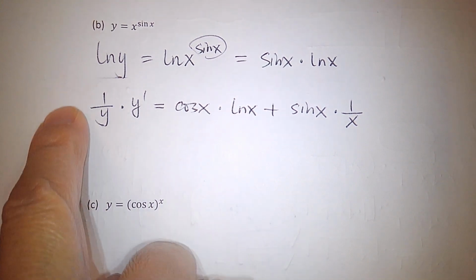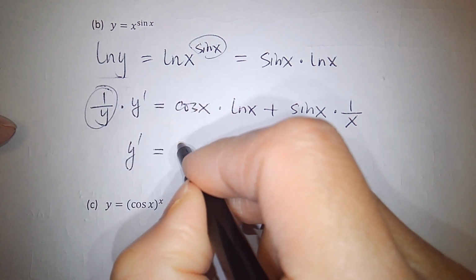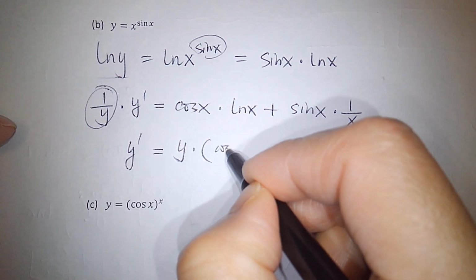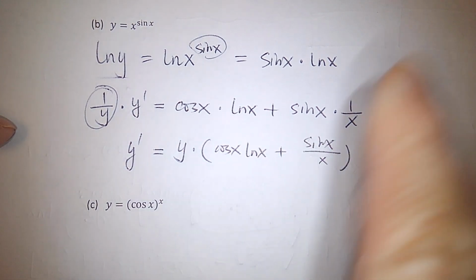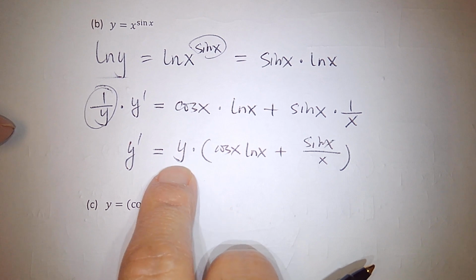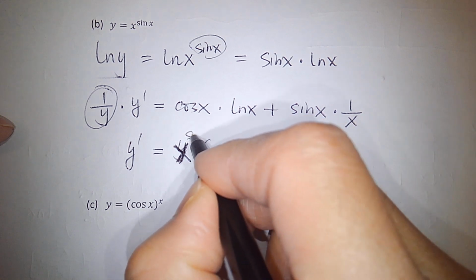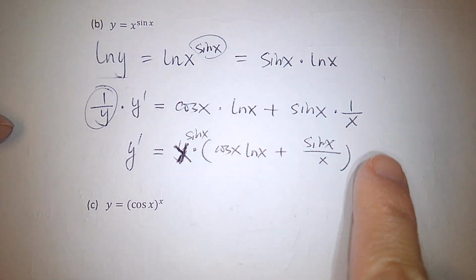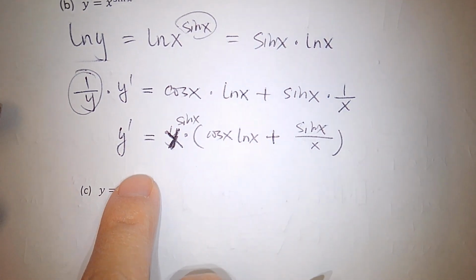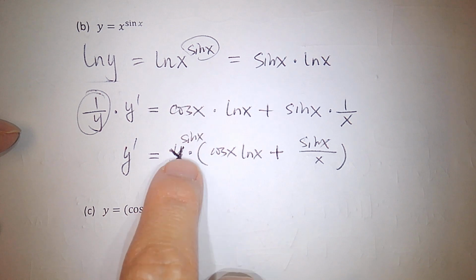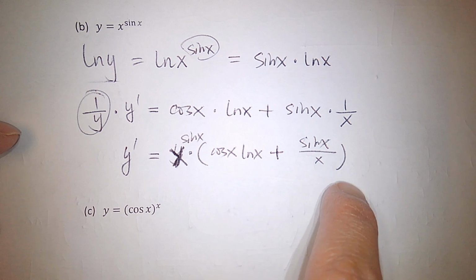And then solve for y prime. Multiply by y on both sides. y times cosine x times ln x plus sin of x over x. And then don't forget to replace y by x to the sin of x. You may want to write one more step if you want to, but I'm writing everything in one step. So the answer is y prime equals x to the sin of x as an exponent times the parenthesis.